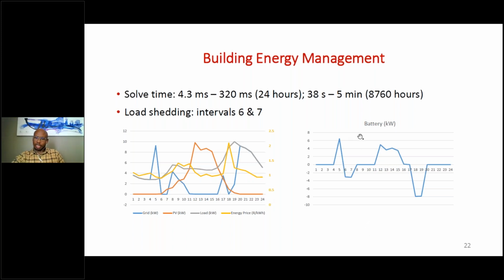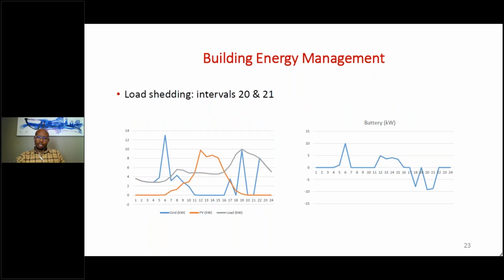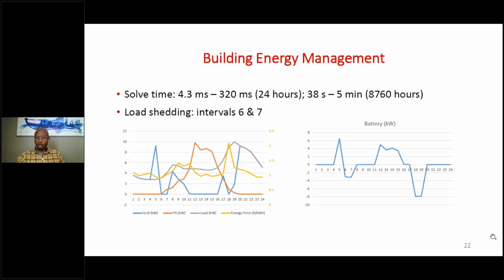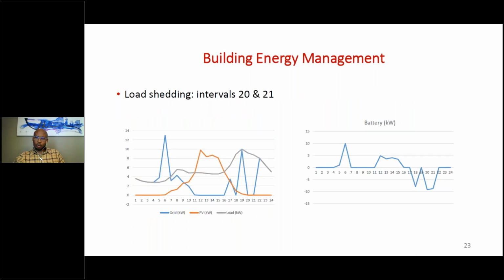As you can see, we get the following battery profile. But again, you do not need to worry about the rules or not satisfying constraints because we do this upfront. We say what it is that we want, and we let the solver produce a solution for us. I forgot to mention, there's load shedding over the intervals 6 and 7. You can see that over those intervals, the battery is discharging. Now, if we change the load shedding intervals to interval 20 and 21, we'll see there's a change in the battery profile as well. The grid supply also changes.